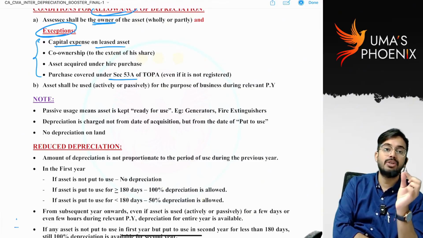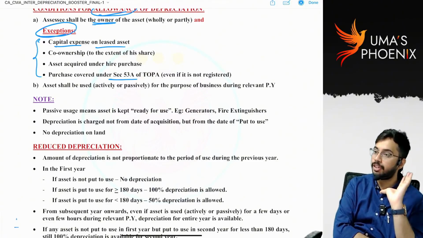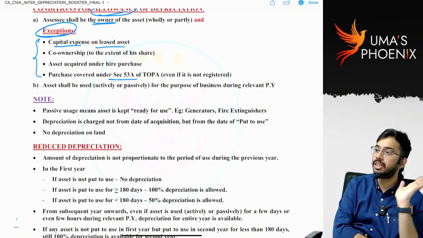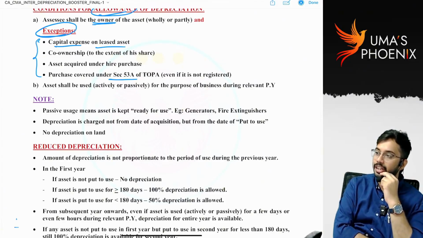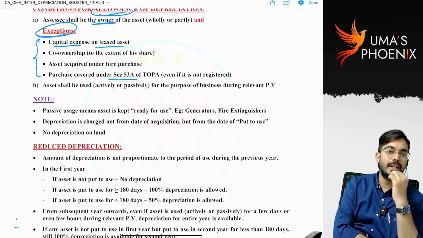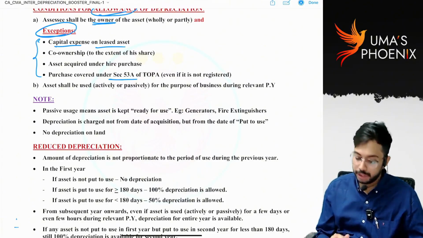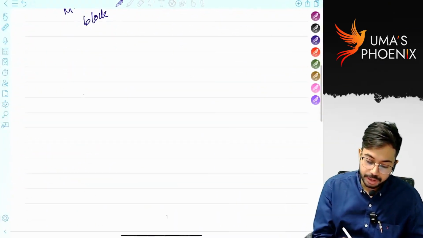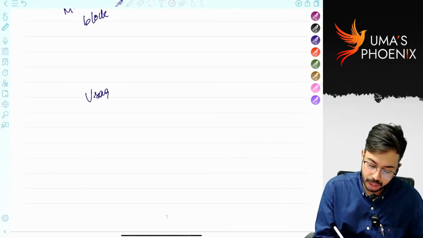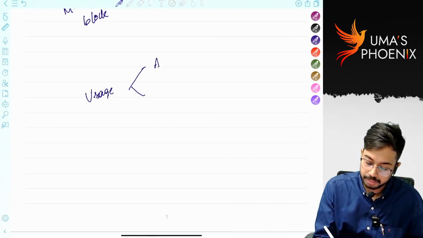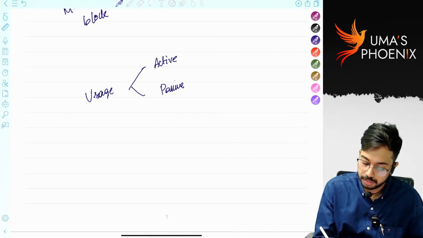Only if an asset is used for the purpose of business or profession, then only depreciation is allowed as deduction. Otherwise, depreciation is not allowed as deduction. Usage is classified into two types: active usage or passive usage. Are you able to understand? So, usage is classified into two types: active usage, passive usage.